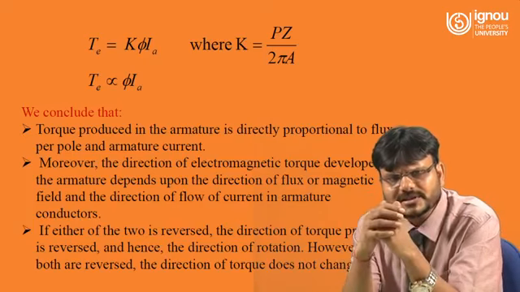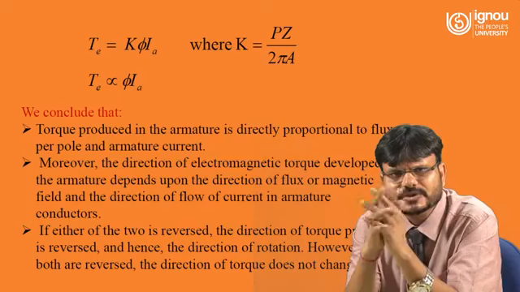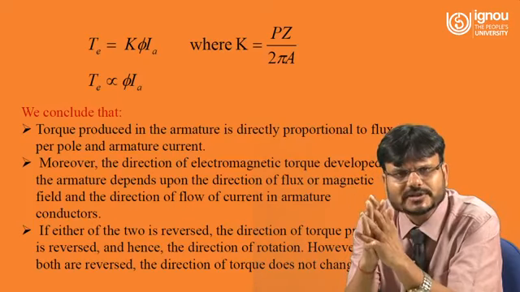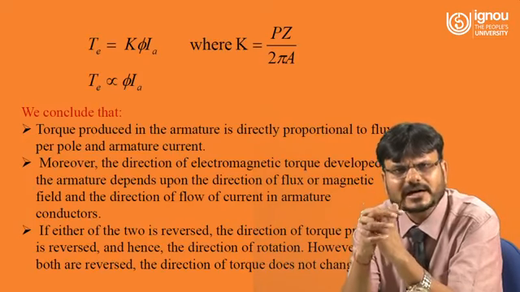Now we will understand how you can control the speed of the DC motor also. Basically there are two main components on which the torque of the DC motor depends. The first one is flux per pole, and the second is armature current.